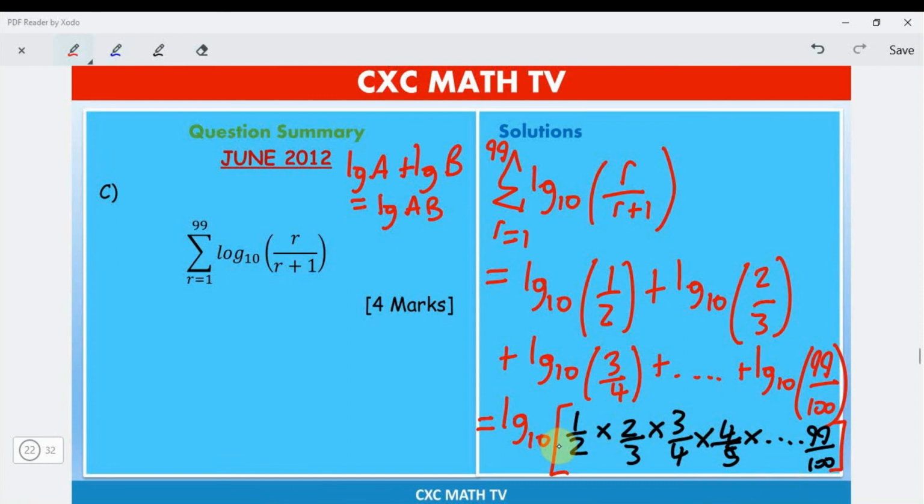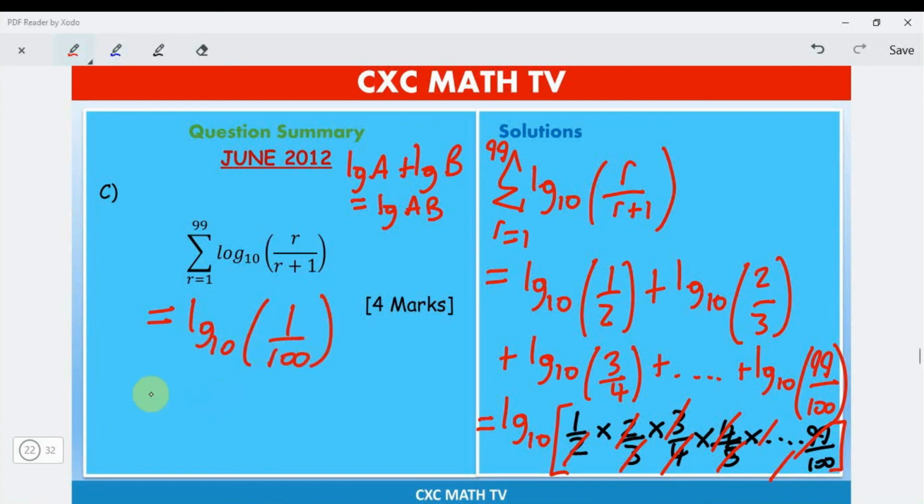Look at this. This 2 cancels this 2. This 3 cancels this 3. This 4 cancels this 4. This 5 cancels this 5. All the way up to this 99, which cancels this 99. So it actually works out to just be log base 10 of 1 over 100.